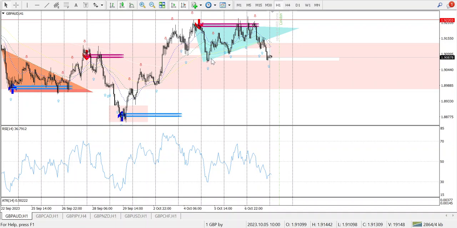It's a very good support area. Let me extend the support area, but I have not found any entry right now. Let me be very clear. So you can see this would be my entry.